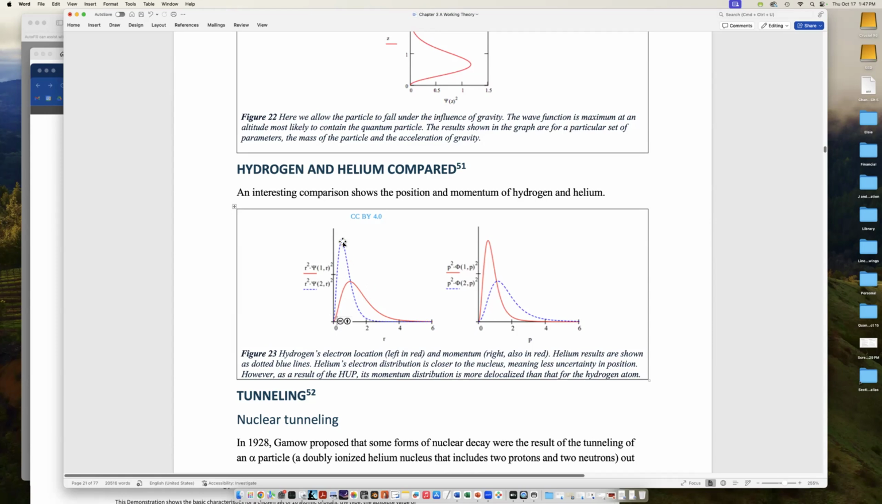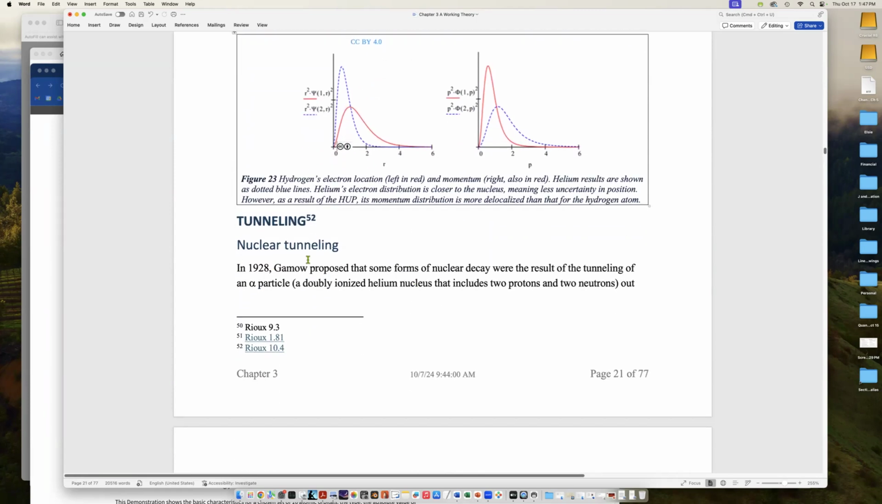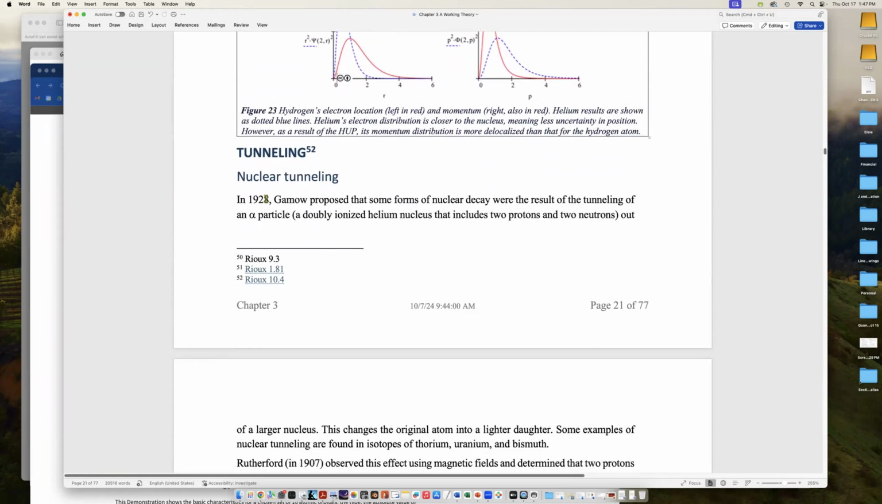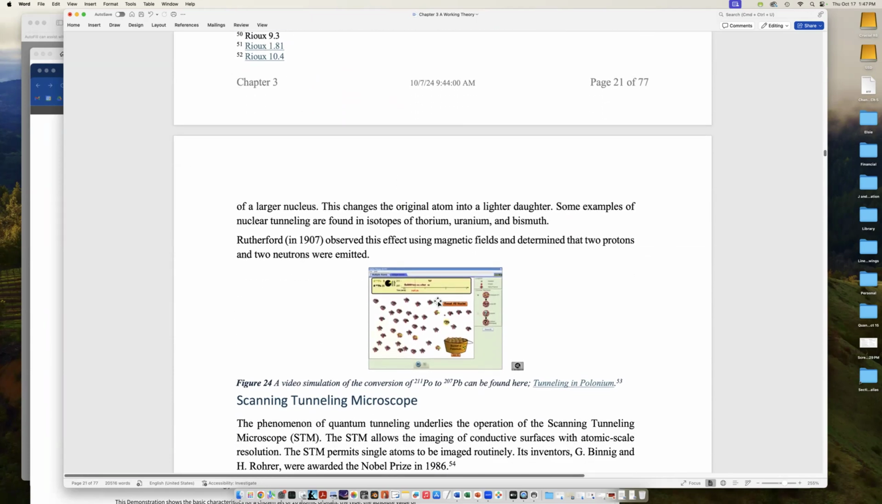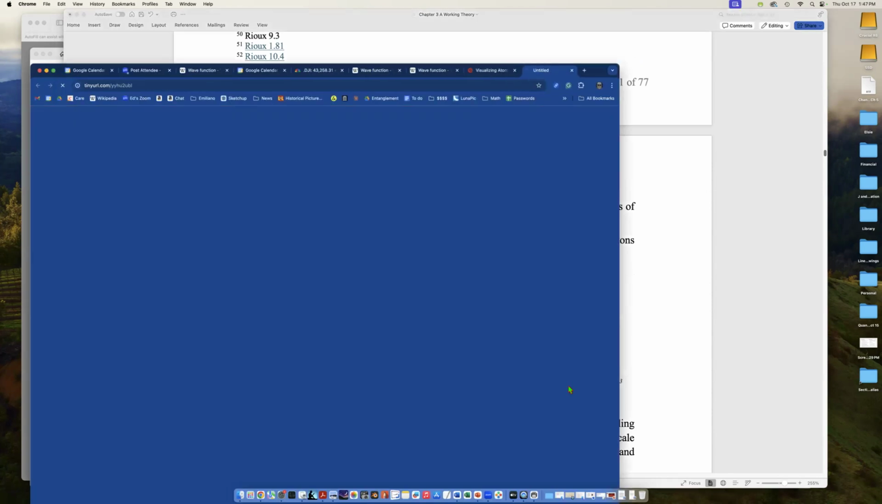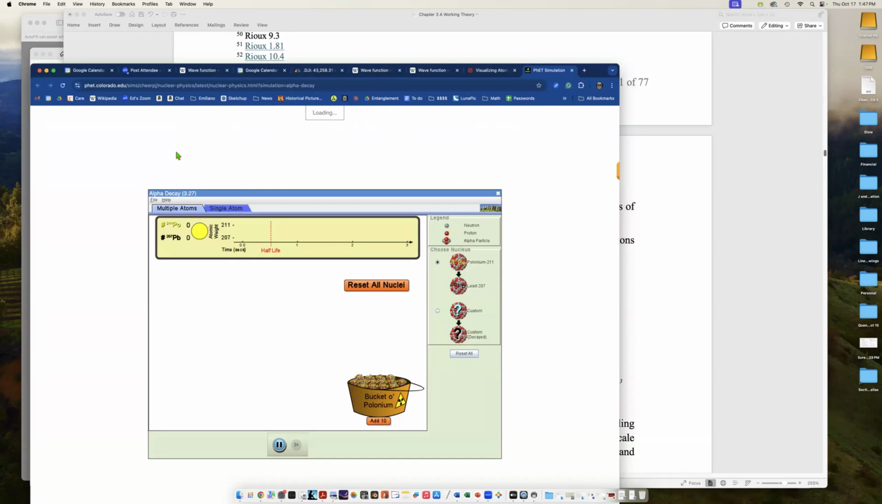And it turns out also the Heisenberg uncertainty principle plays a role here. So here's a little anecdote about Gamow and his work in nuclear tunneling. And in fact, if you click on that little link, you get to a little demonstration you can do. This is from the University of Colorado.